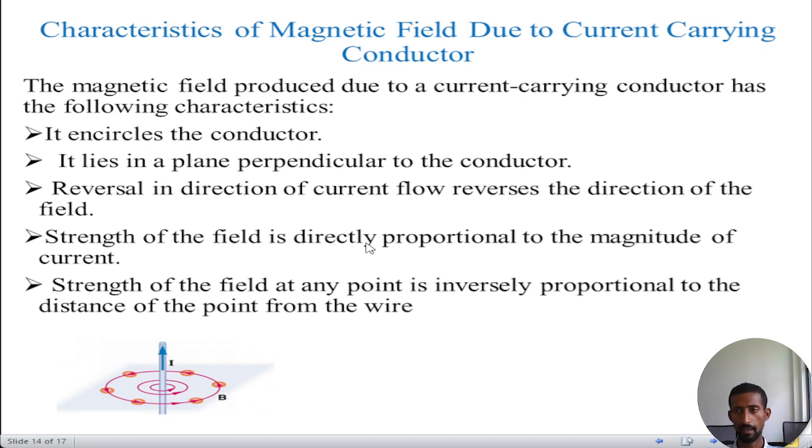What are the characteristics of the magnetic field due to current carrying conductors? The first one is that it encircles the conductor. As you can see here, this is a current carrying conductor, so the field will encircle the conductor itself. It lies in a plane perpendicular to the conductor.